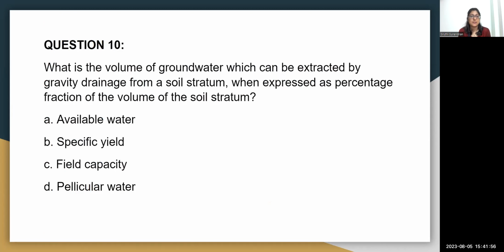Let's move on to the 10th question. What is the volume of groundwater which can be extracted by gravity drainage from a soil stratum, when expressed as a percentage fraction of the volume of the soil stratum? Let's try to remember the definitions of the terms that we have discussed. Volume of water that can be extracted by gravity from a soil stratum. What could it be? Is it available water, specific yield, field capacity, or pellicular water? Type in your answers in the chat box.